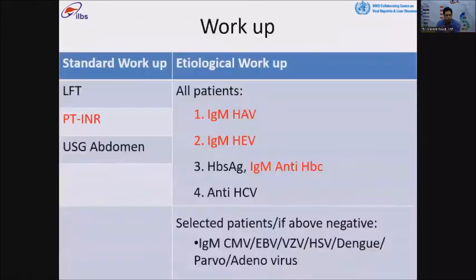So how do you diagnose them? I've told you the most common viral hepatitis are hepatitis A, B, C, and E. So you have to send serologies for all of them at the same time. Don't just send one serology and then wait for the result to send another one. If you want to save time, you have to do all these serologies at the same time in a given patient.